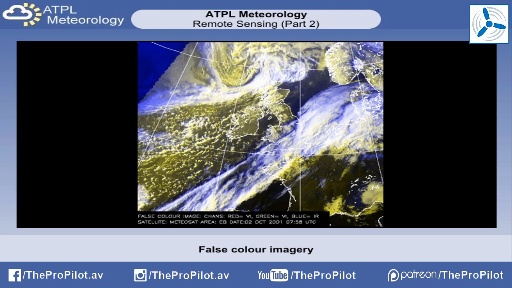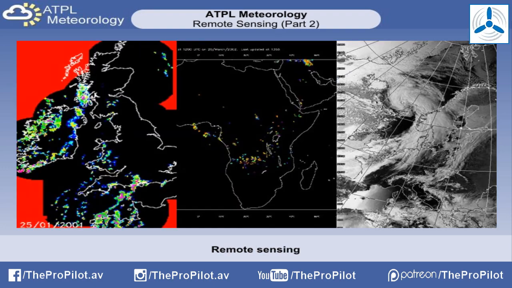You may occasionally come across satellite pictures called false colour images. These tell us exactly the same information as grayscale images, but use colours. So that's it for remote sensing. The data provided by these techniques can be a useful aid, giving more comprehensive information over a wide area, particularly in data-sparse regions.